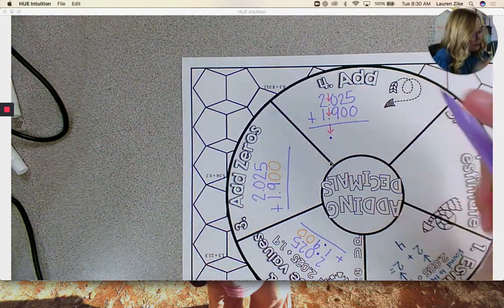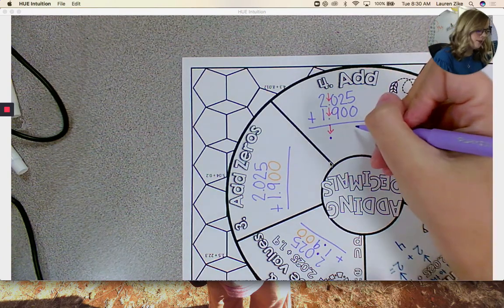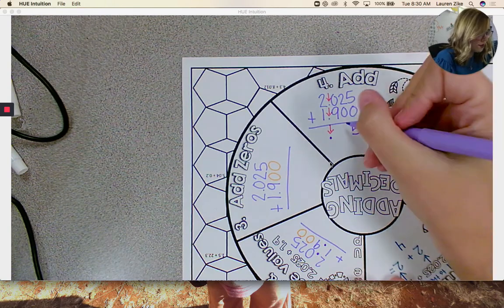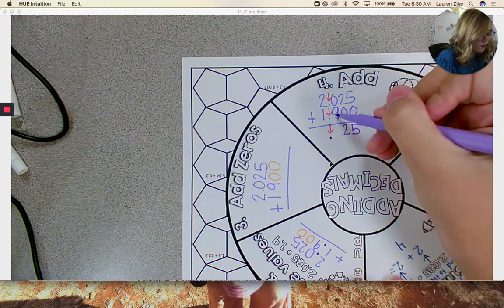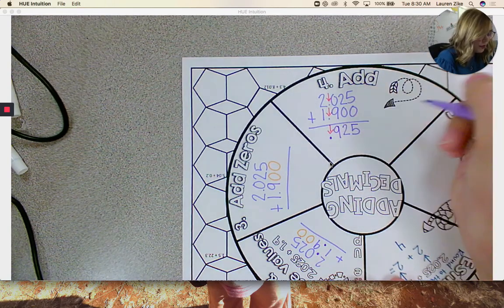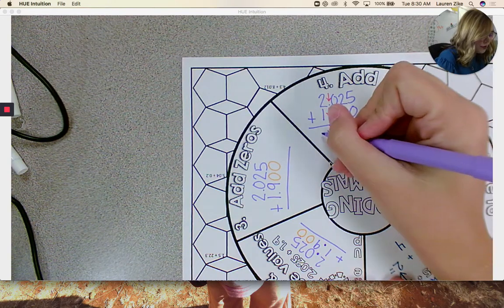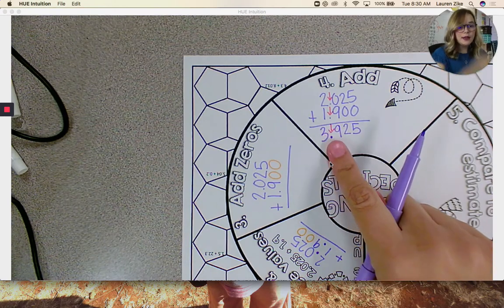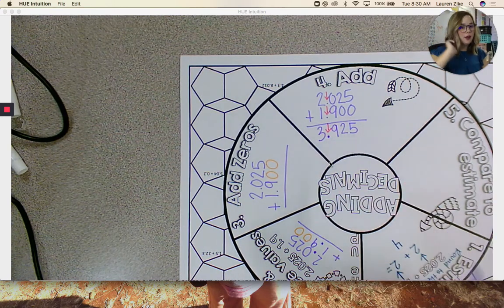So 5 plus 0 is going to give us 5. 2 plus 0 gives us 2. 0 plus 9 gives us 9. And 2 plus 1 gives us 3. So our final answer is 3 and 925 thousandths.